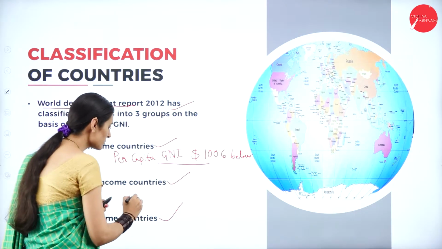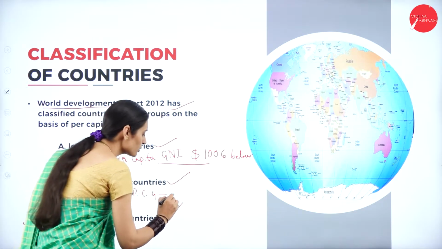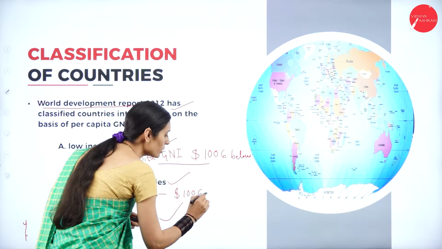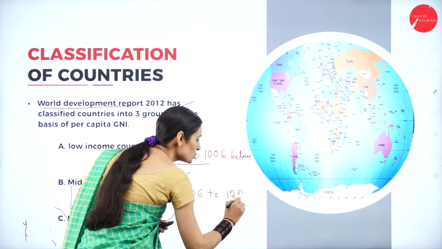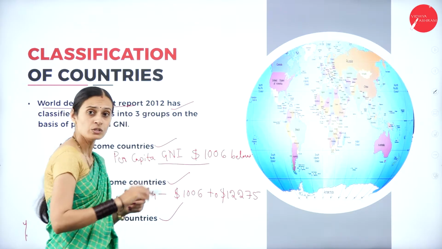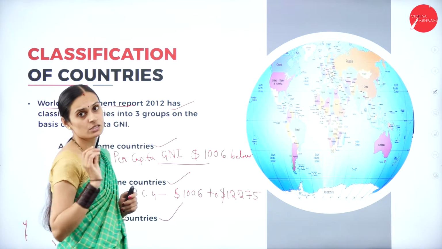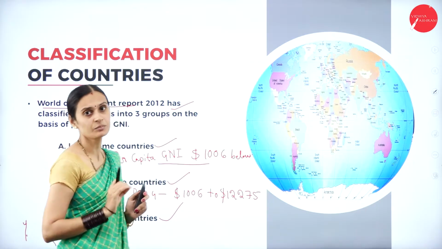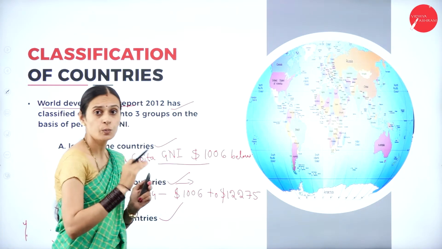Okay, and then middle income countries. So what are the middle income countries? Per capita GNI that is more than $1,006 and below $12,275. These countries are considered middle income countries. So this country is considered a developing country.